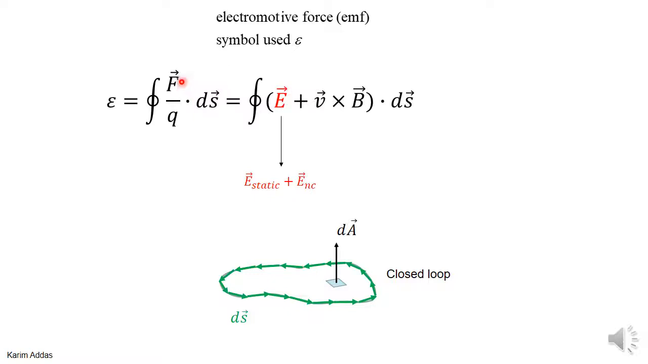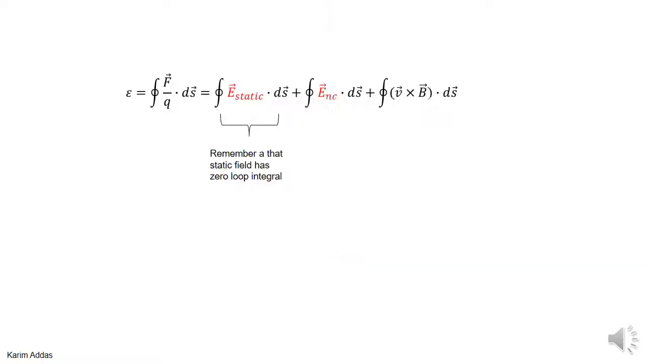Now, if you put F over Q to be E plus V cross B, remember there are two kinds of electric field. There's the static electric field due to static charges, which is the conservative electric field, and there's the non-conservative electric field that happens because of changing magnetic fields. So if we put that in there, we get these three expressions. Integration of the electric field due to static charges, the conservative electric field, over any closed loop is 0. Go back to the previous videos to see where this comes from. So we can put it to 0.